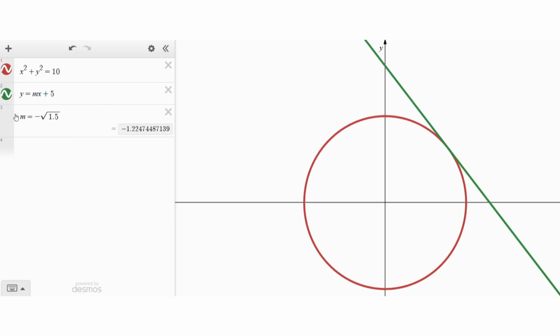So this one would have been impossible to find by trial and error because this is a non-rational number. So using algebra is the only way we can actually find the exact value of m that works perfectly.